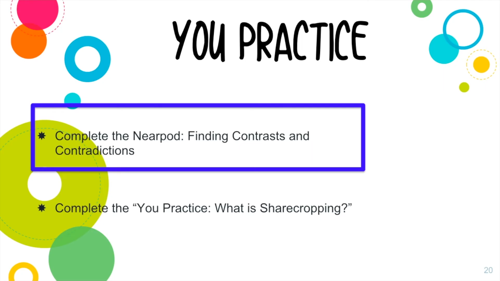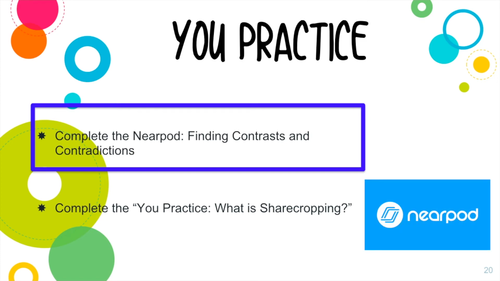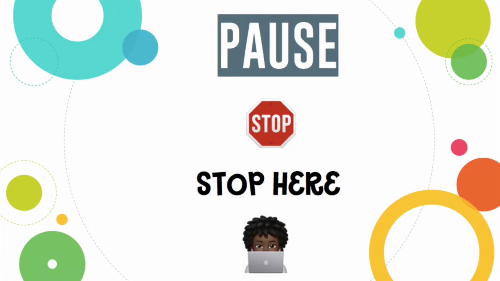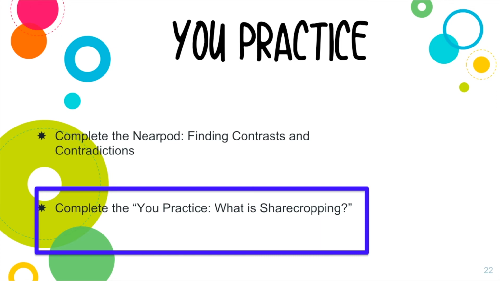In a few moments, you're going to head over to Nearpod and complete the activity titled Finding Contrasts and Contradictions. Pause. Now you're going to head over to your You Practice handout and you're going to complete the activity titled What is Sharecropping?